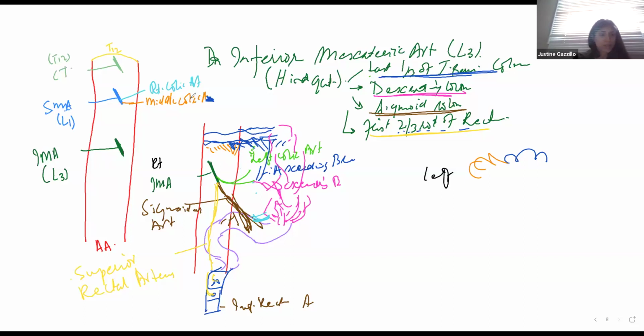And as for the descending branch, that supplies the descending colon, but it doesn't join with anything? Well, it will join. Those arteries will articulate with some of the arteries from your sigmoidal artery. Okay, I think I got it. Thank you.